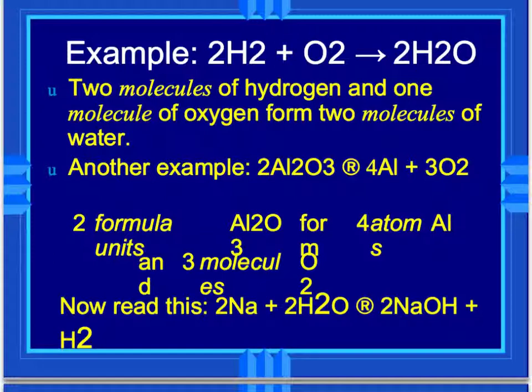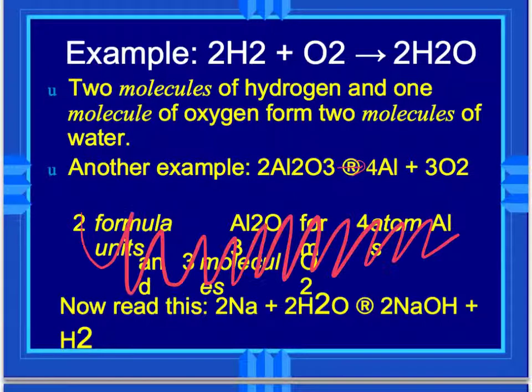Another example that we could have here is, the PowerPoint went a little crazy down there, so I'm just scratching it out, so don't pay attention to that. But what I do want you to pay attention to here is our example. Here we have aluminum oxide, and remember, aluminum oxide is an ionic compound, so we're going to say we'd have 2 formula units of aluminum oxide produce 4 atoms of aluminum and 3 molecules of oxygen. That's how we would read this one.